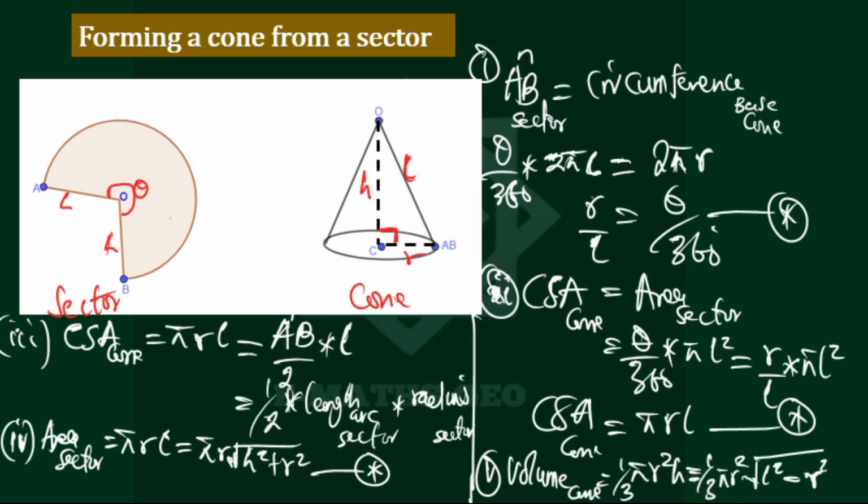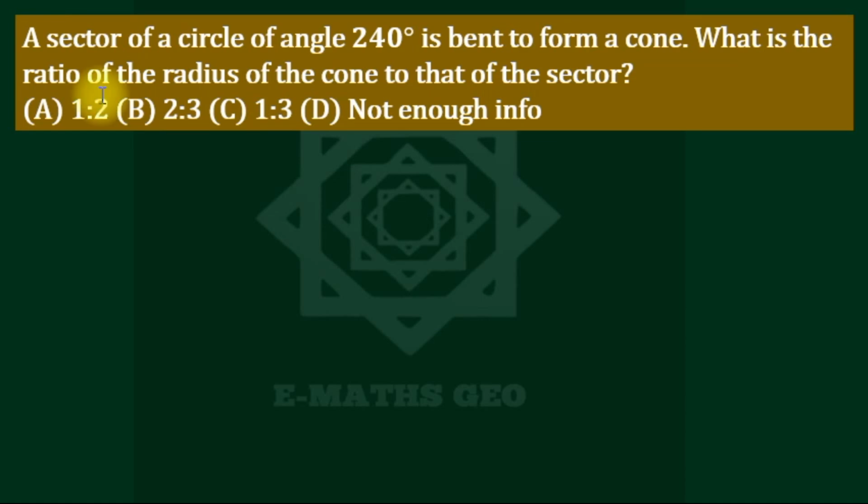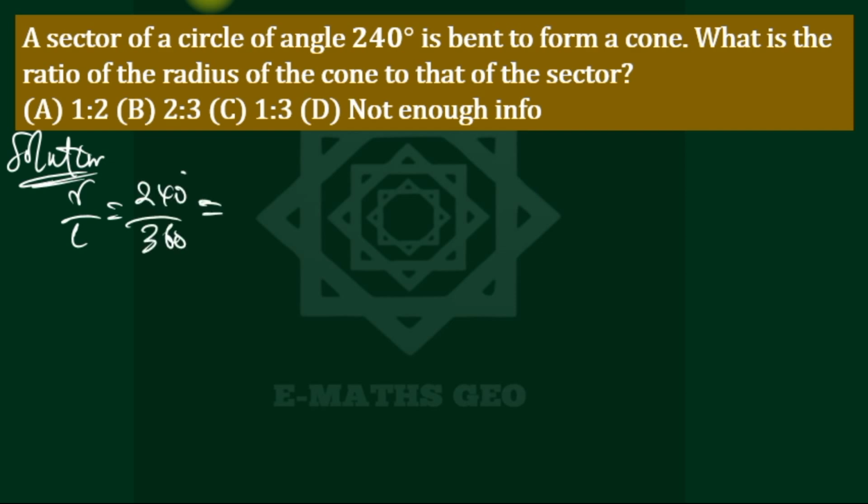So let's look at this first question. It said a sector of a circle of angle 240 degrees is bent to form a cone. What is the ratio of the radius of the cone to that of the sector? Without wasting time, the ratio is theta over 360, which is 240 over 360. So the answer is 2:3. Yes, that should be option B.